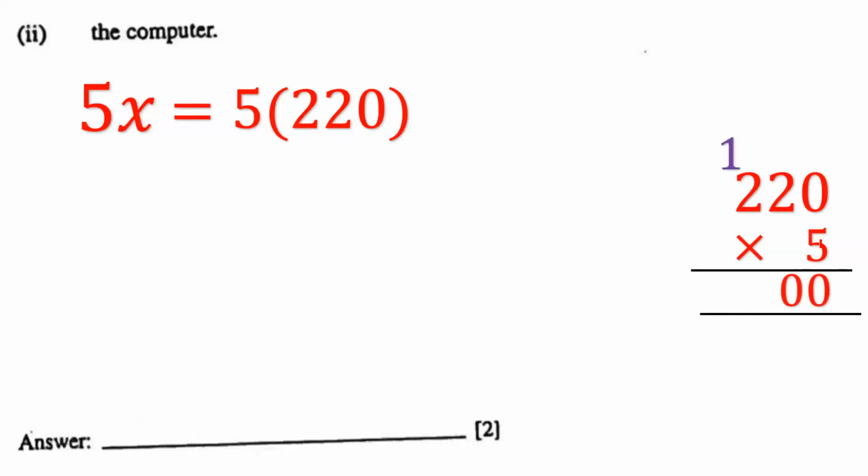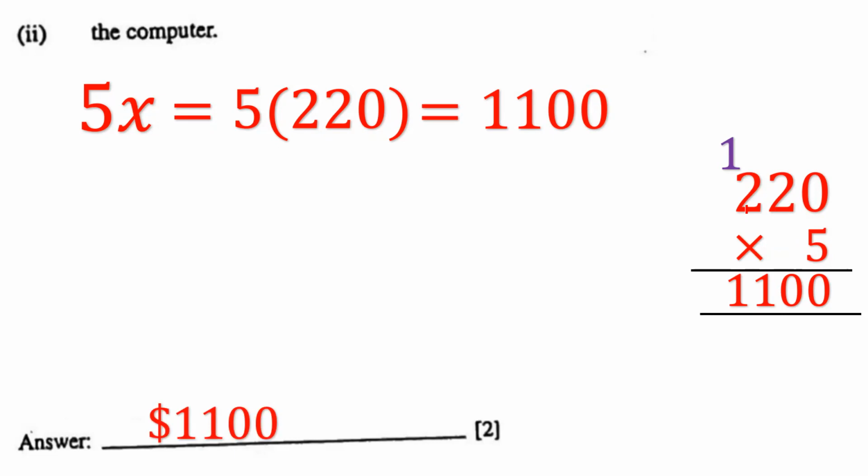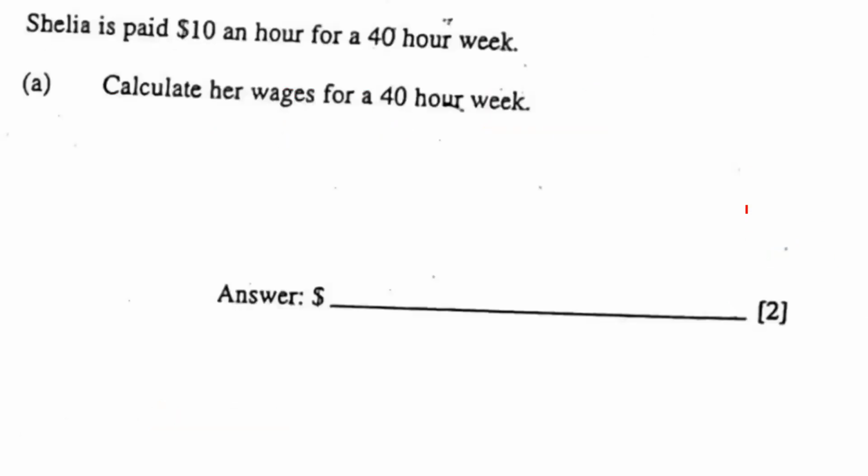5 times 2, that's 10, and we put the 1 above. So 5 times 0 is 0. 5 times 2 is 10. Put the 0 down, put the 1 up. 5 times 2 is 10 plus 1. That's 11. And so the answer is 1,100. That's the cost of the computer.